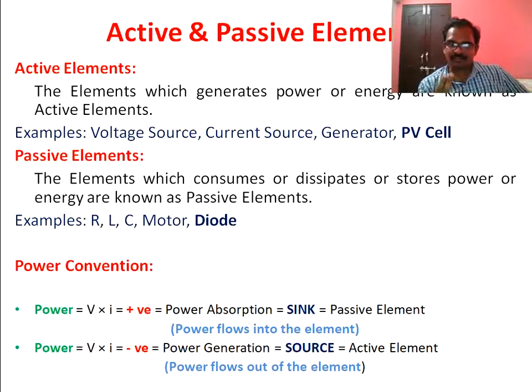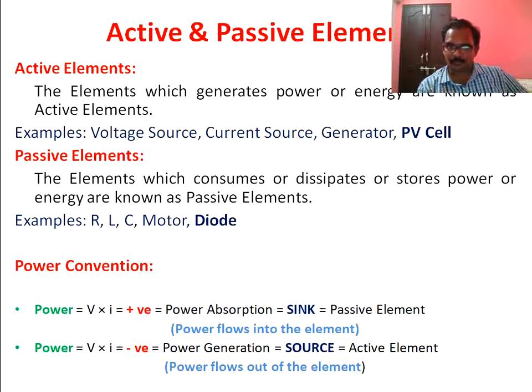So let's take these two terminologies here. Power convention terminology: power is nothing but voltage into current. If the product is positive, it is taken as power absorption, which means it acts as a sink. That is a passive element. A passive element will absorb the power. Therefore power is positive, voltage is positive and current is also positive. Then we will call it V into I, V positive, I positive, so the multiplication is positive and we call it positive power, which is nothing but power absorption. The element is absorbing the power.